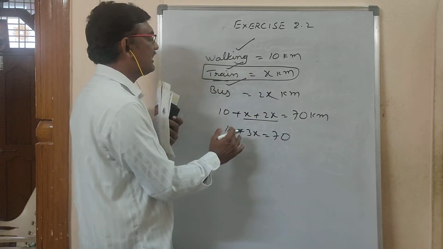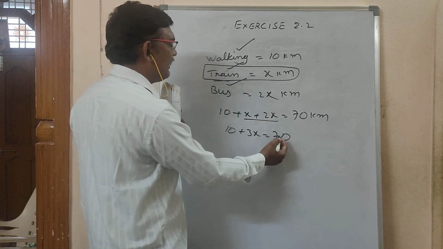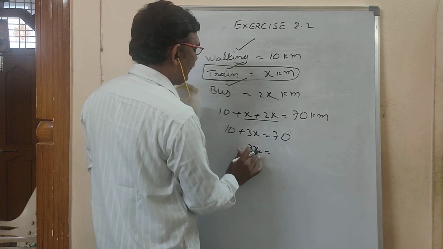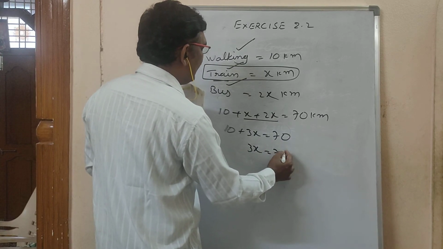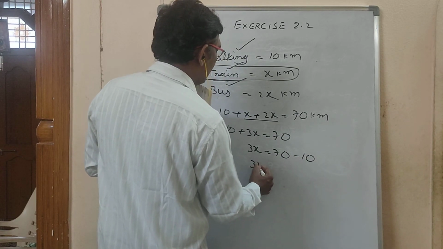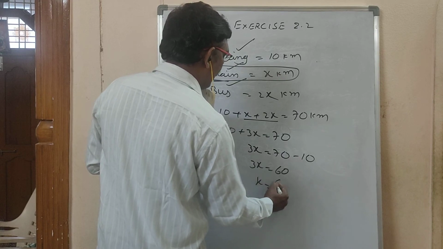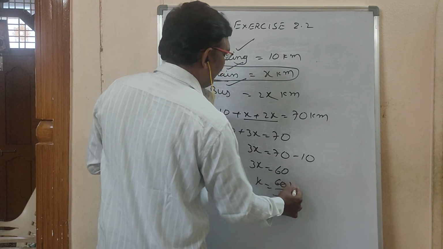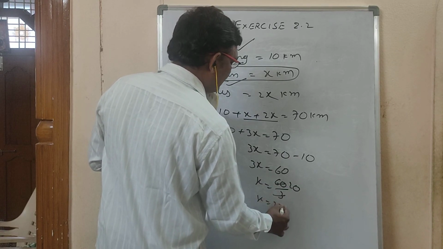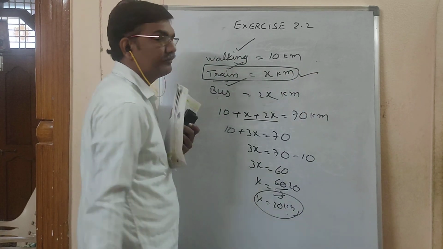What I said now, next step is constants to one side. 10 is a constant, 70 is constant. Keep variable here only. 70 is here, plus 10 is transposing to that side, minus 10. 3x is equal to how much? 70 minus 10 is 60. X is equal to how much? 60 by 3. If you cancel, you are getting 20. What is 20? 20 kilometers he travelled by train.